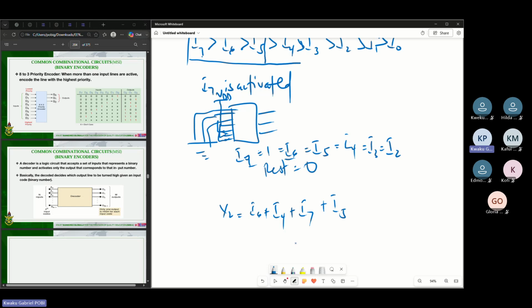Now fast forward, let's move on to decoders, where we can have some small application questions to try our hands on.